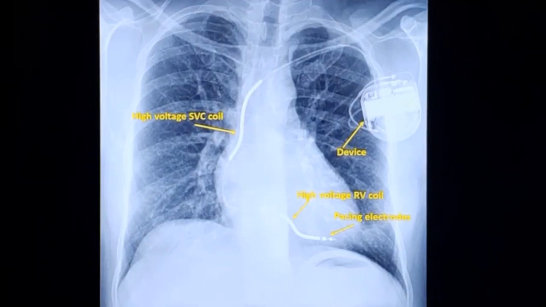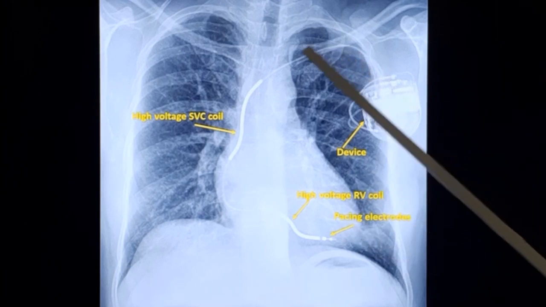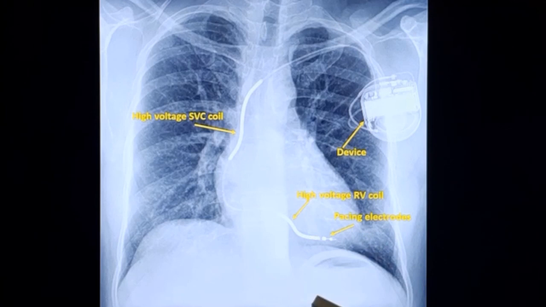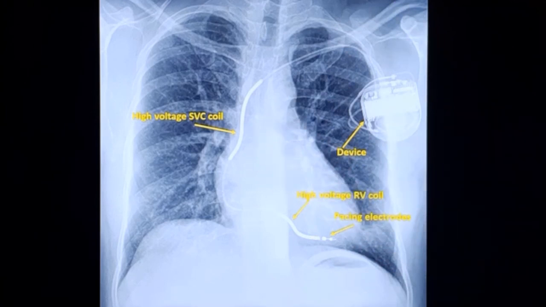This is the X-ray of a person who has been implanted with a single chamber ICD. You can see only one lead. In dual chamber ICD, there will be an additional lead in the right atrium, which will help in diagnosing the arrhythmias. Because when there is an atrial lead and an atrial electrogram is picked up, it is easier to find out whether the given arrhythmia is atrial or ventricular in origin. So the discriminatory algorithm will be better for a dual chamber ICD.